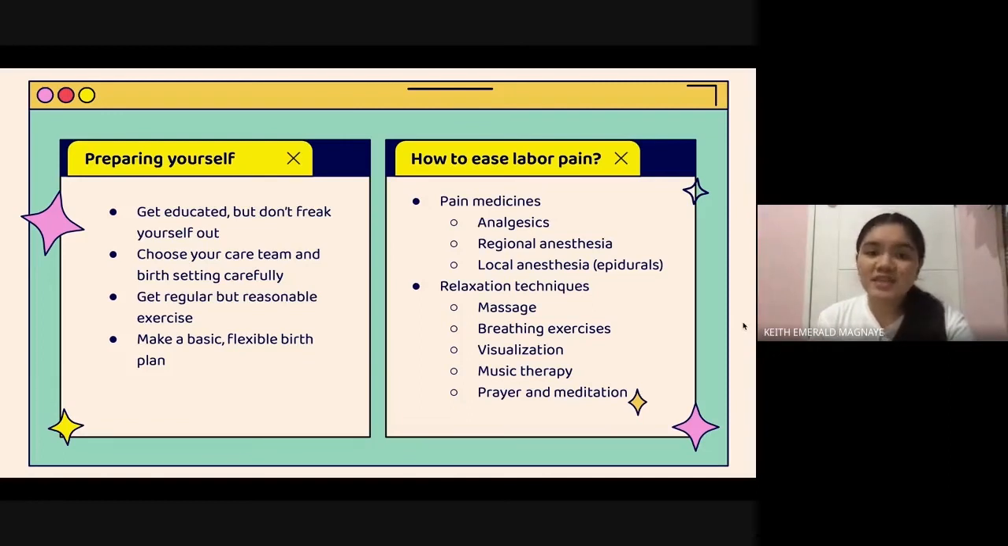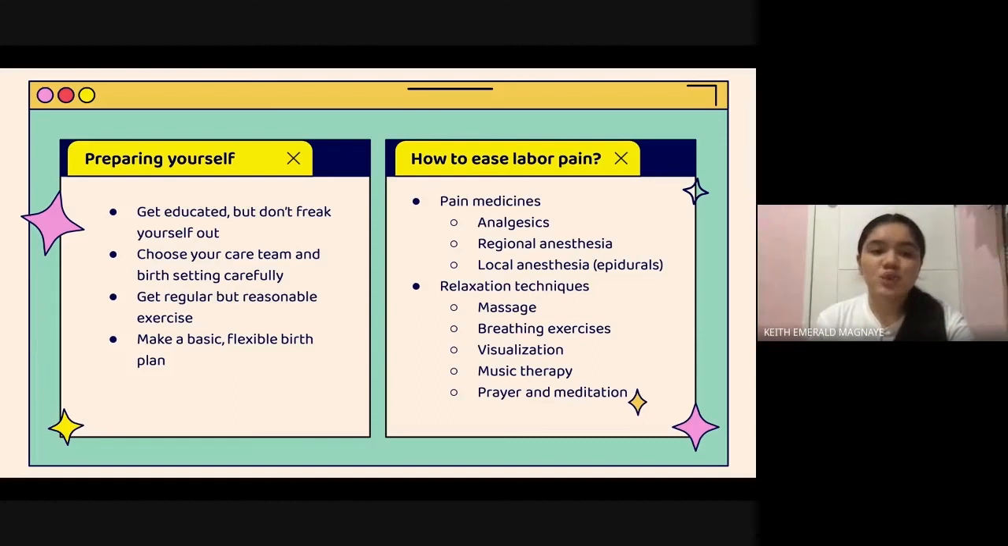Then we have breathing exercises. Deep, slow breaths can help you focus and relax more, release stress, and reduce muscle tension that can aggravate labor pain. Through deep breathing po, you will be able to give more oxygen for your baby as well.